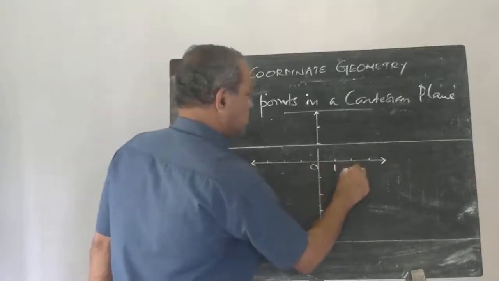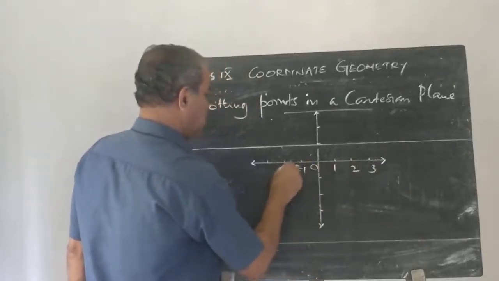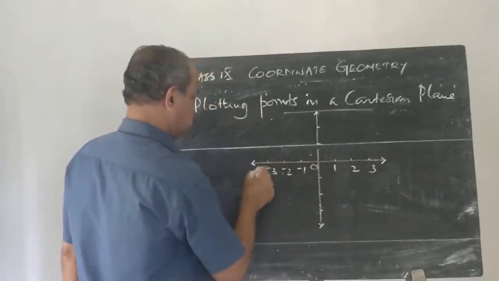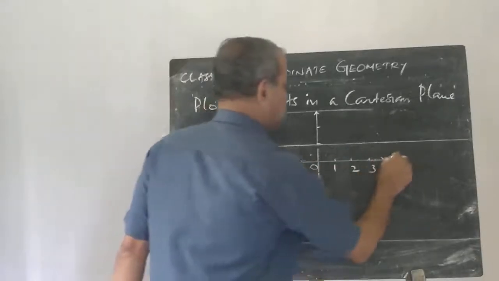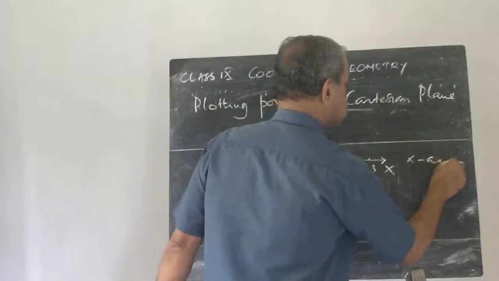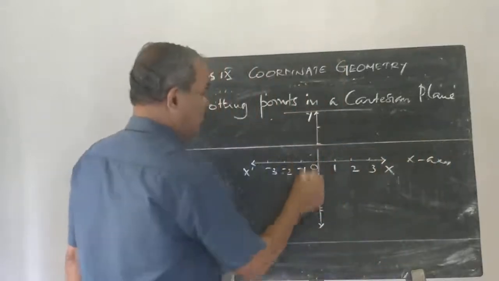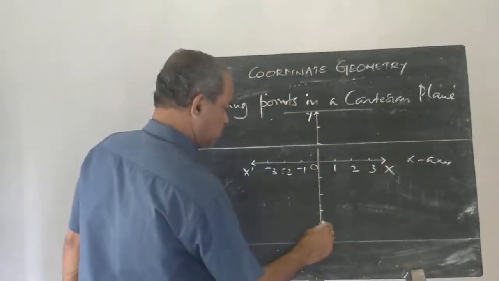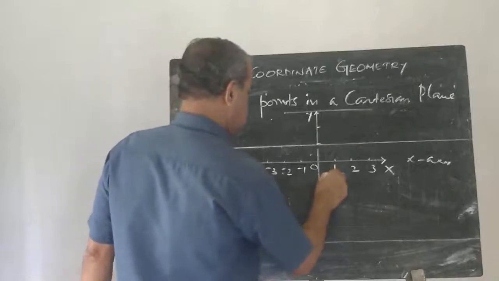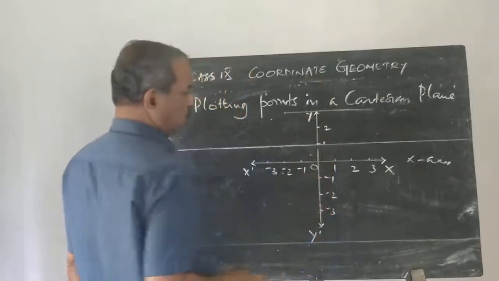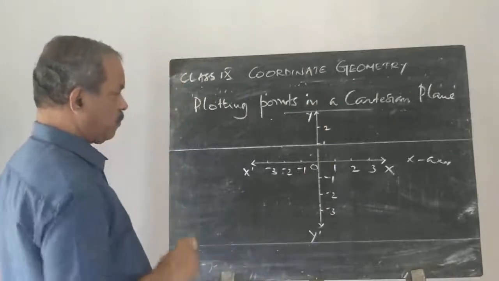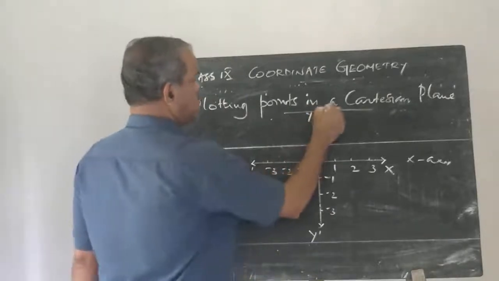And the positive and negative directions of the x-axis, x' o x. This is the x-axis, and this is the y-axis, y o y'. Y' has minus 1, minus 2, minus 3, and 1, 2, etc. This is the y-axis.